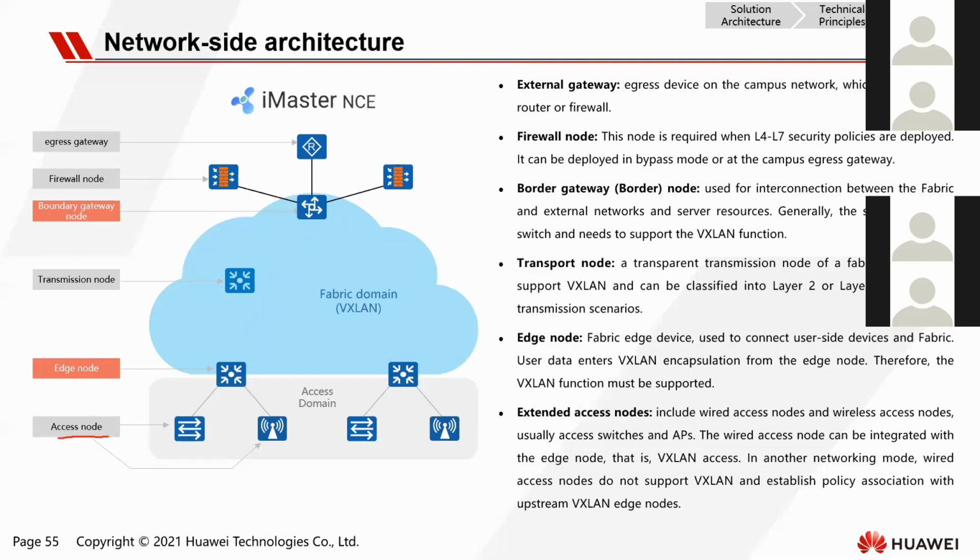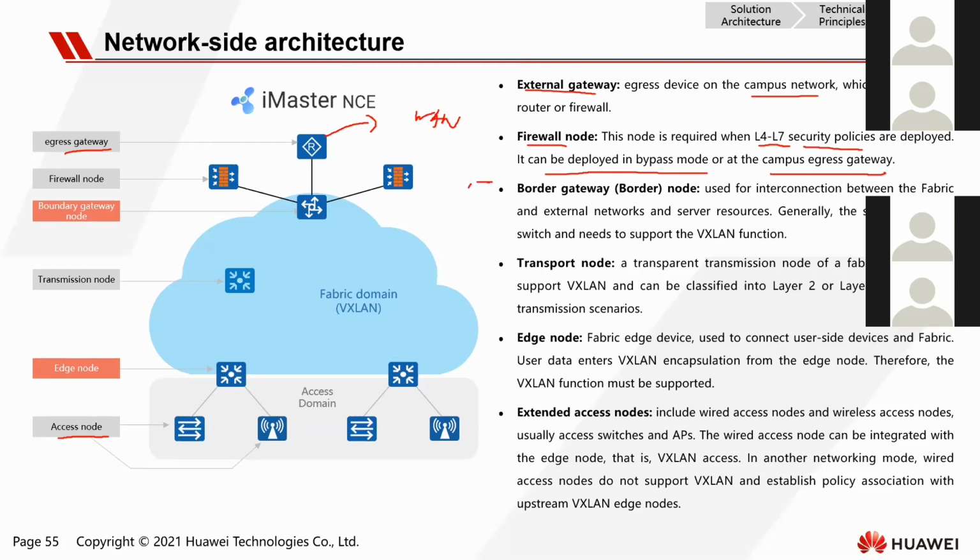Let me explain one by one. What is the function of each device? For the egress gateway or external gateway, it just allows the campus network to access maybe the internet or WAN, the external network. For the firewall node, it's just for L4 to L7 security policy. It can be deployed in bypass mode or inline, and it can be deployed as the egress gateway also. Basically, the firewall node is just for security.